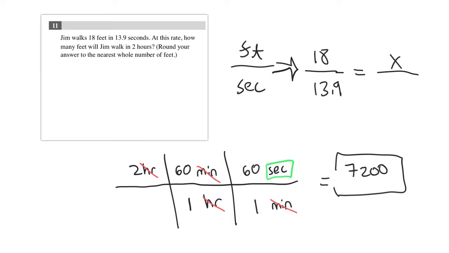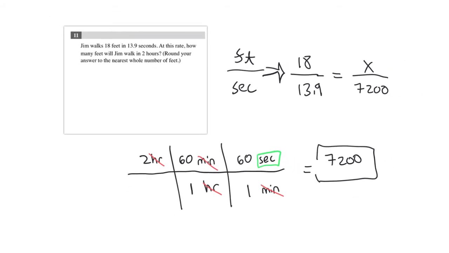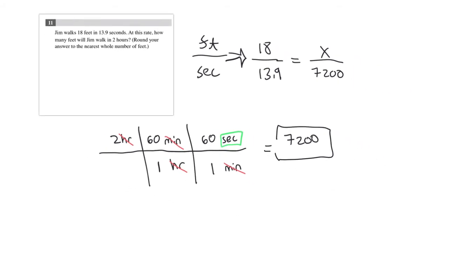So that's how many seconds are in 2 hours. So that would belong down here, because once again, we are dealing with a proportion featuring the units of feet and seconds. At this point, I think most of you would recognize that we could certainly take this proportion and cross multiply. There's no question about it.